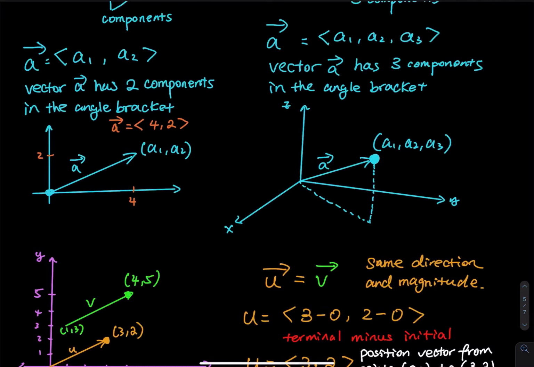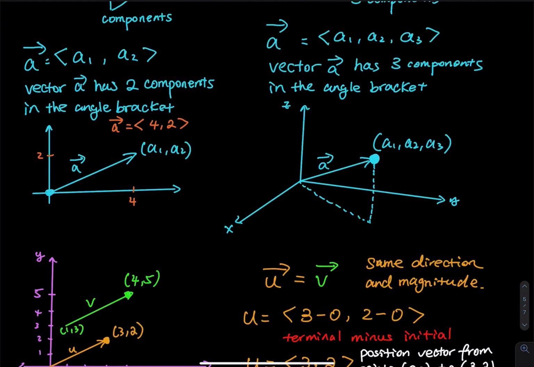Of course, for 3-dimensional, the graph is a lot more complicated. So you have a vector A, and then there are 3 components, a1, a2, and a3. So from the initial point to the terminal point, the component tells you where to go, right? For the 2-dimensional, the initial point is at the origin, so from 0, 0, the component is 4, 2, so you go 4 units to the right and then 2 units up.